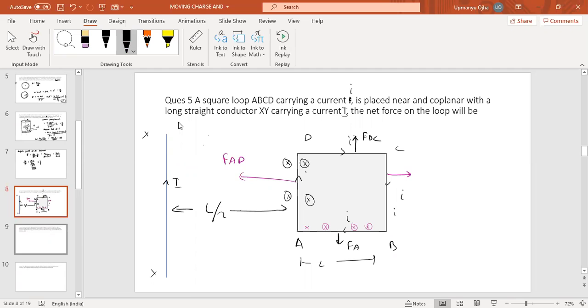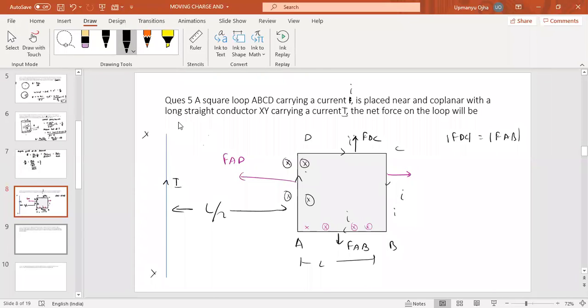Since the magnetic field is varying at the same rate, the magnitude of force on DC and the magnitude of force on AB are the same, but they are in opposite directions, which means the net force becomes zero. The net force becomes zero for DC and AB length. Fine. So why is it zero?